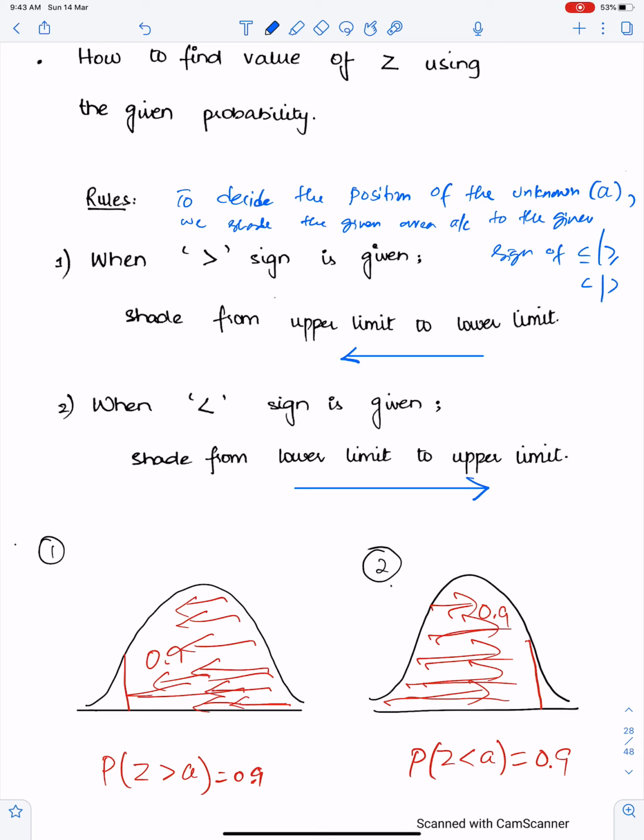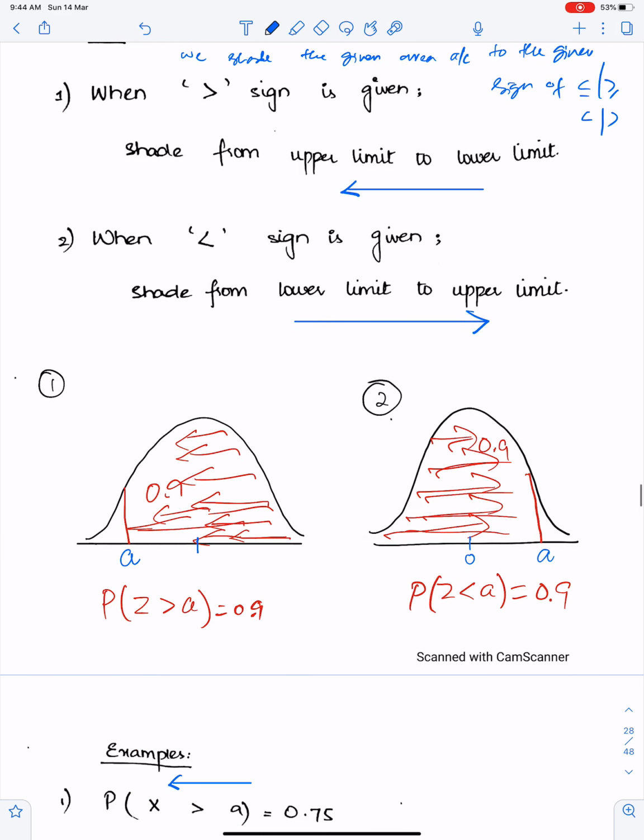So when we have a greater sign, we shade from upper tail towards the lower tail. When we have lesser sign, we shade from lower tail towards the upper tail, so that we know the exact position of the unknown, because it's very important whether unknown is on left side of 0 or right side of 0. When it is on right side of 0, then it's positive. In this case, your unknown is positive, and in this case, your unknown is negative. And this is very important while solving questions of inverse normal.